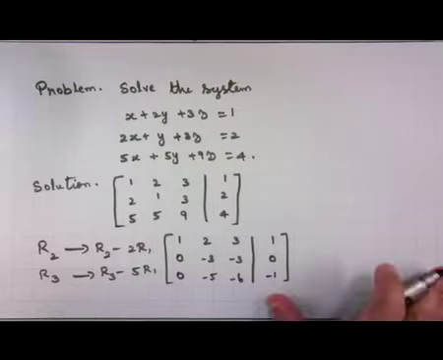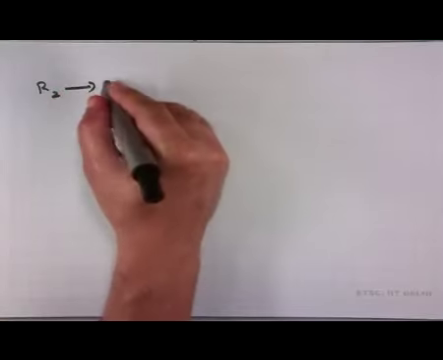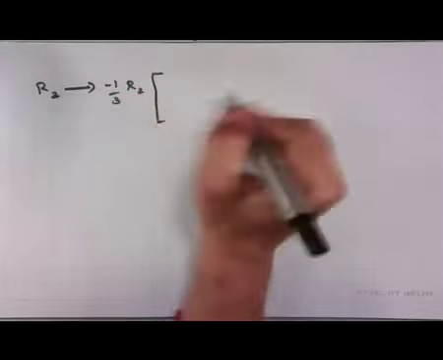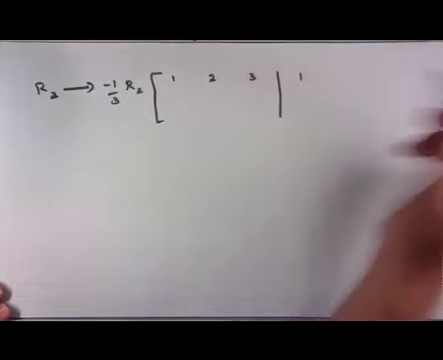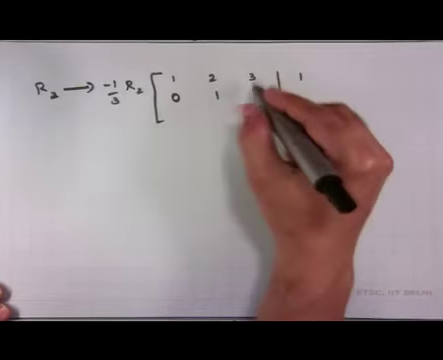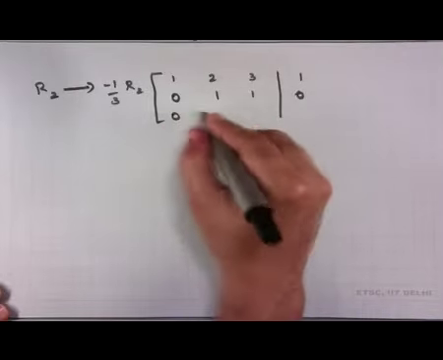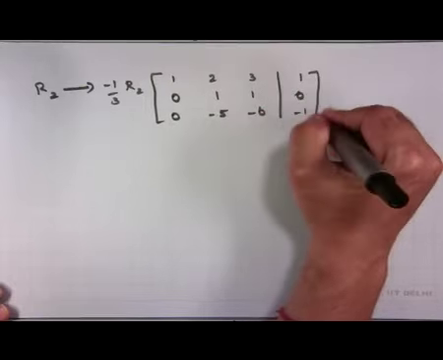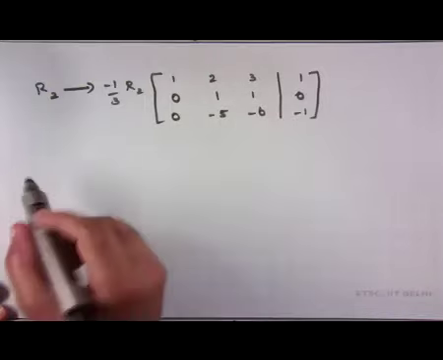So, I have a minus 3, let us divide it by minus 3. R 2 is replaced by minus 1 by 3 times R 2. First row remains as it is: 1, 2, 3 and 1. Then 0, 1, 1, 0. Last row again remains the same: 0, minus 5, minus 6 and minus 1. Now, let us convert this 2 and minus 5 into zeros.